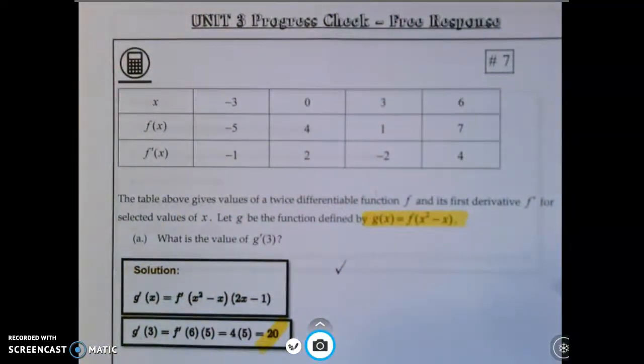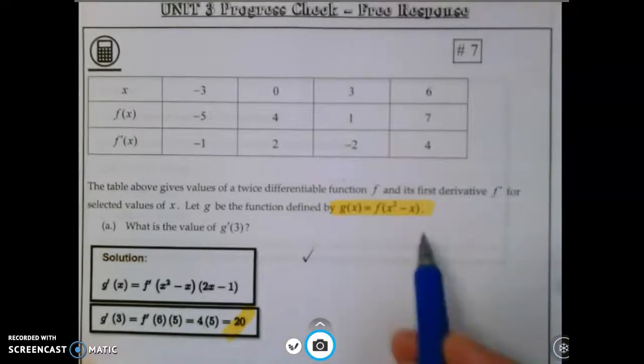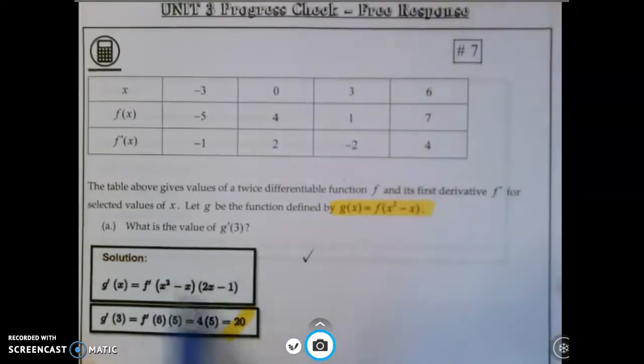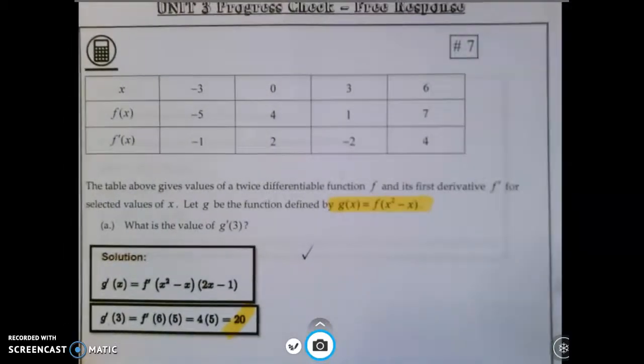All right. Part 7a is we give you a table of values. They give you g of x equals f of the quantity x squared minus x, and ask for the derivative. I need to use the chain rule. That's all. So it's f prime of x squared minus x times 2x minus 1, and we evaluate that, and then we go. So don't overthink it.